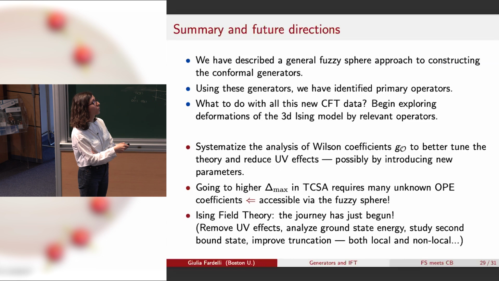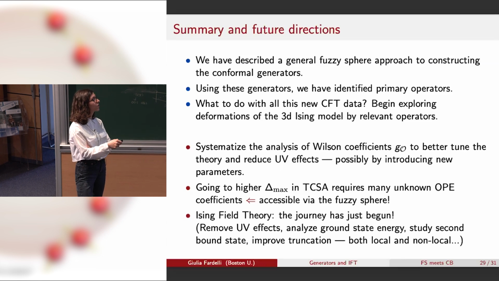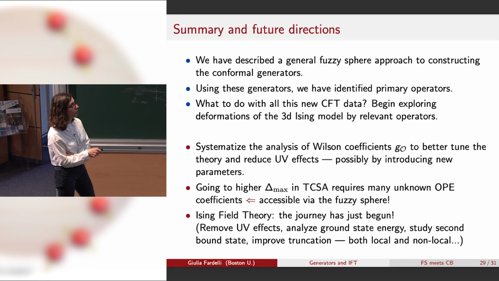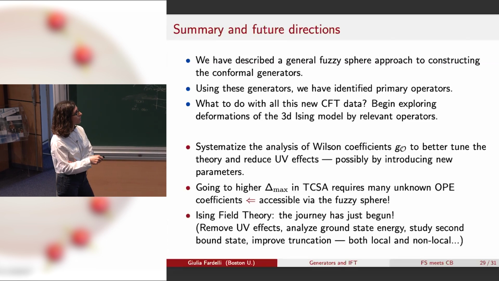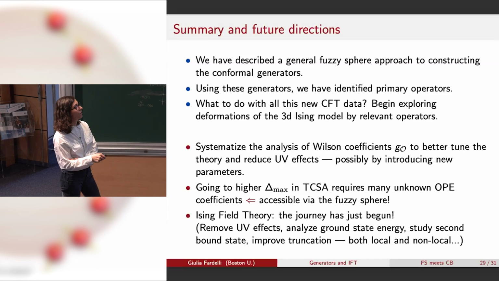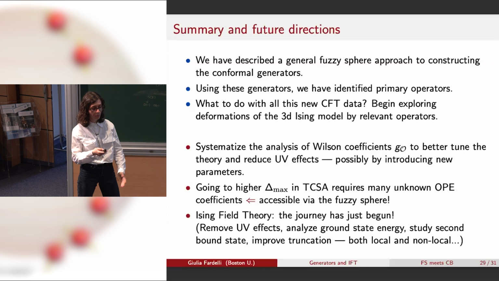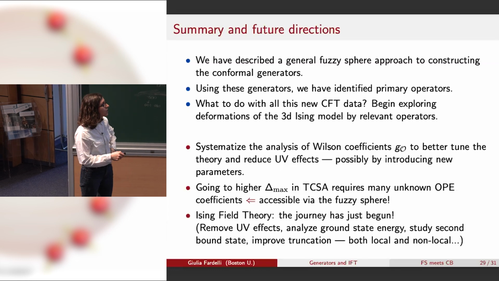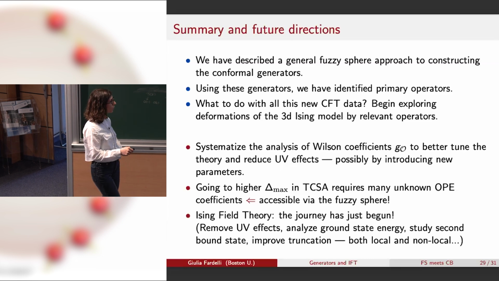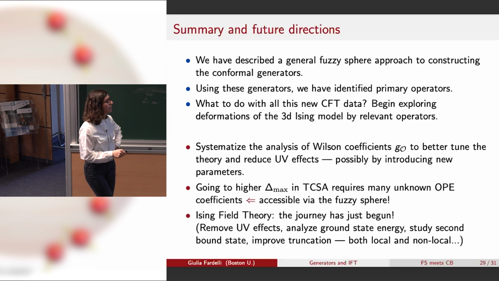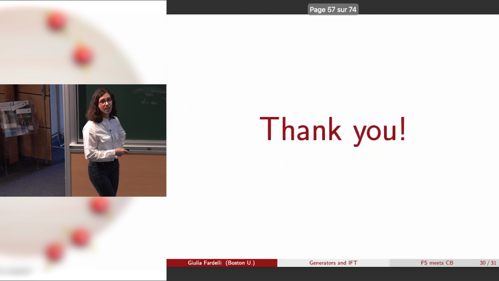So I've just shown you 2 plots of this analysis of Wilson coefficients, which needs a lot more work. Then we can try to go to higher delta max in this TCSA approach, which requires more and more OPE coefficients. And for this, in field theory, there is still a lot that we have to study, so removing these UV effects also. I've just shown you the energy gap, but we can also study the ground state energy, look at maybe a second bound state, and there is also a lot of work to do to improve the TCSA approach. Thanks a lot for your time.